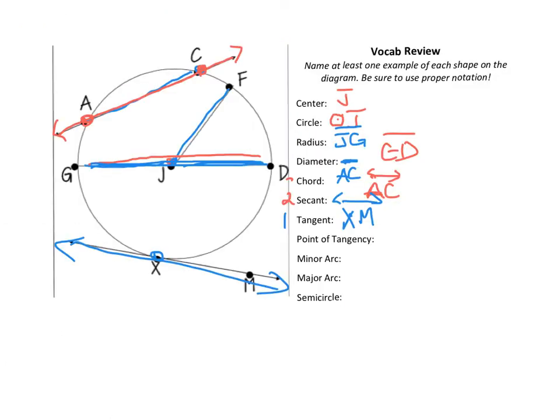Next problem deals with the point of tangency. Alright, that's just where my tangent line touches my circle. So there's my tangent line, and it touches right here at point x. So my answer for that is just going to be x.